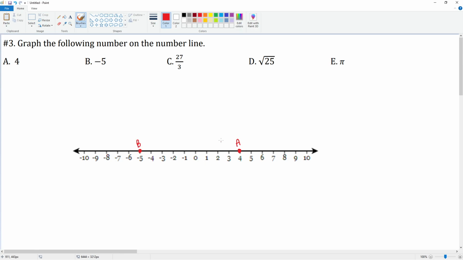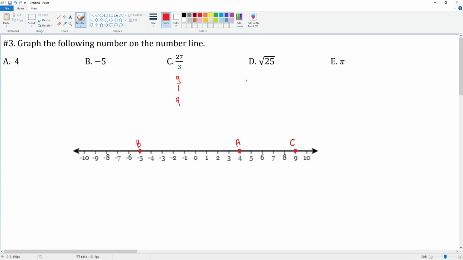C, this is a rational number, 27 divided by 3, which can be simplified into 9/1 or just 9. This can now be placed on where 9 is. You put the dot there, you put the letter C right there.